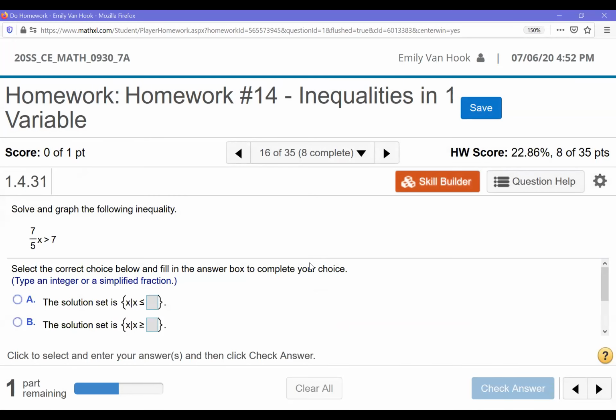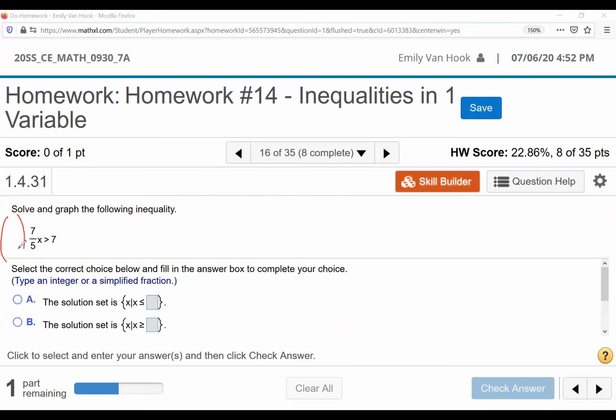Okay, here's a fraction one. 7/5 x is greater than 7. To cancel out the 7/5, we can just multiply by the reciprocal. So let's just multiply by 5/7 on both sides. 5/7 times 7/5 just cancels out. Meanwhile, on the right side, 7 times 5/7, that also has some canceling because the 7s cancel. We're left with just 5. So x is greater than 5 for that one. Okay, for the sake of time, I'm not going to fill in every single blank here.